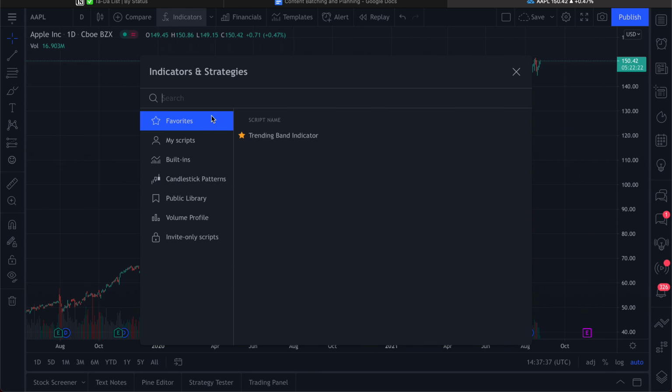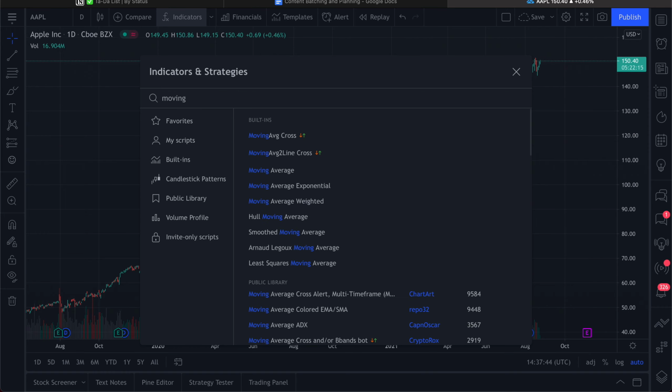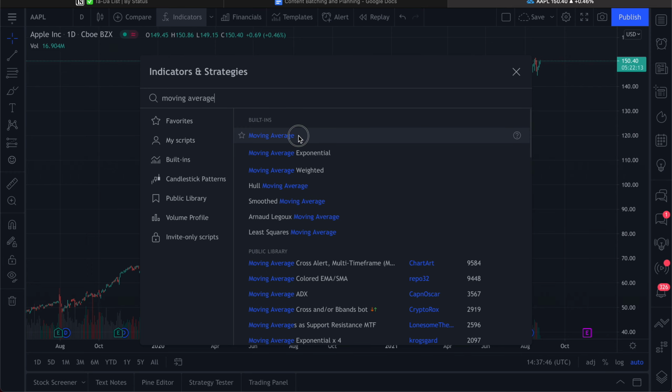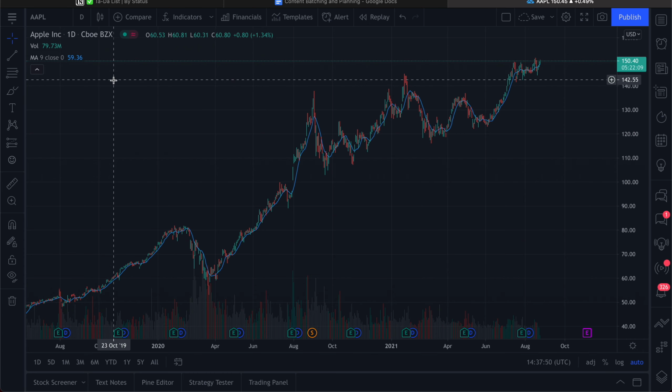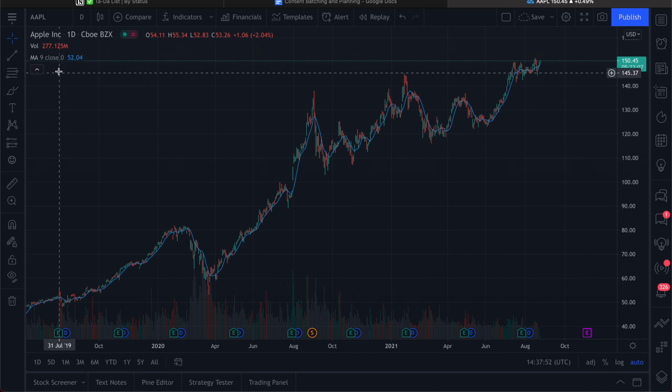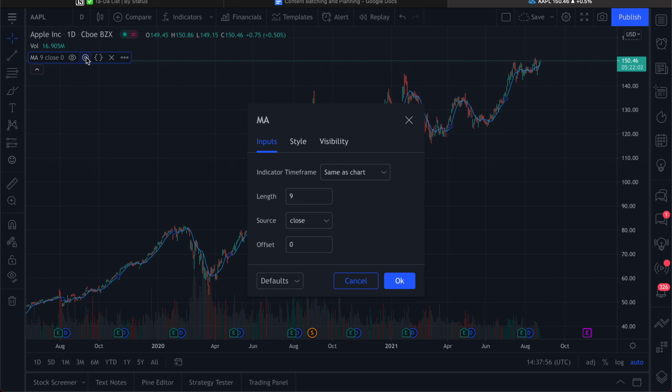An indicator is something you can put on your chart to do more. A trending band indicator, we'll talk about that in a second. It is a custom one, but for right now, we're talking about a moving average indicator. So when you add it to your chart, by default, you're going to have a 9-period moving average. But what we want to do here is adjust this. So again, we can come in here and adjust the length, which is what we want to do, to 50.